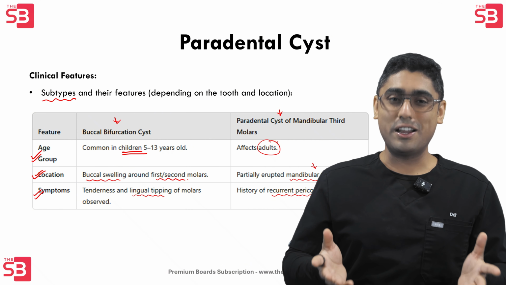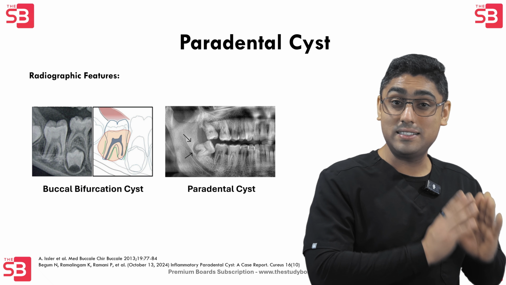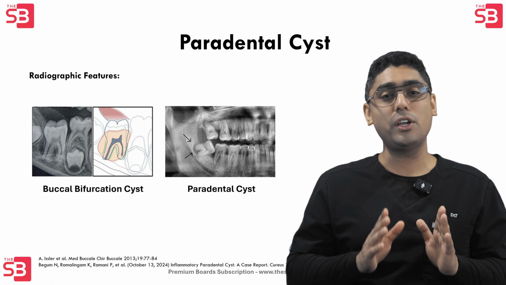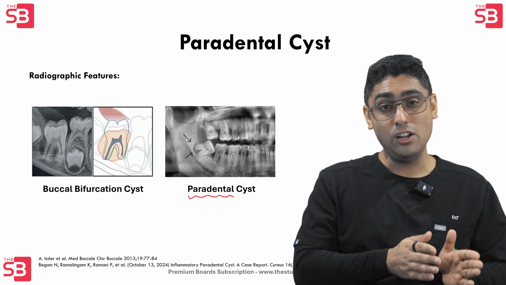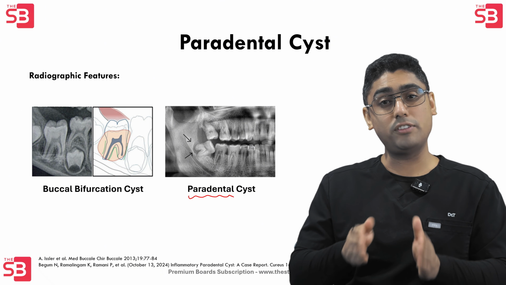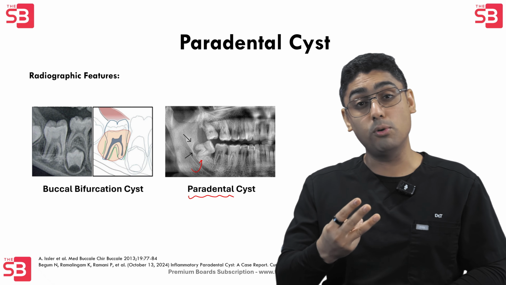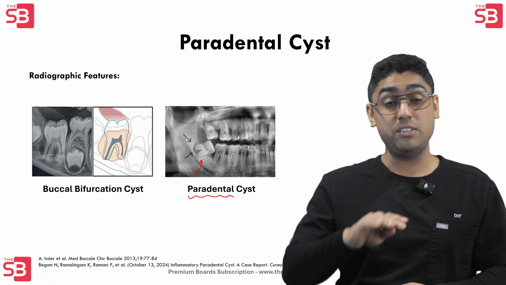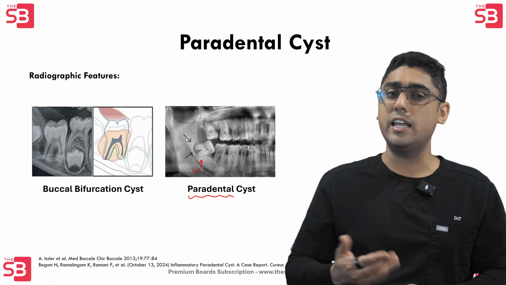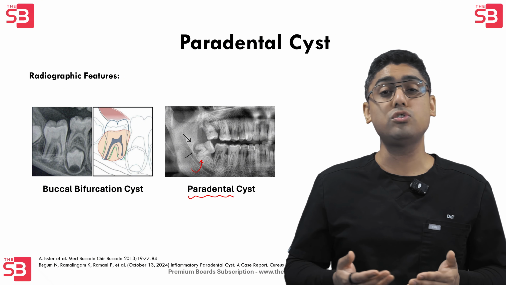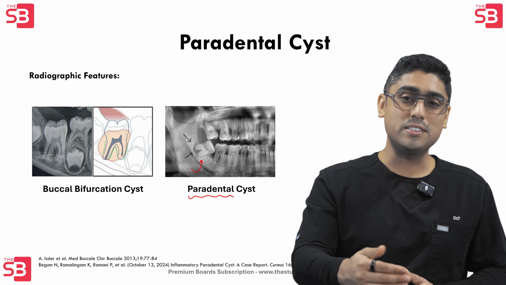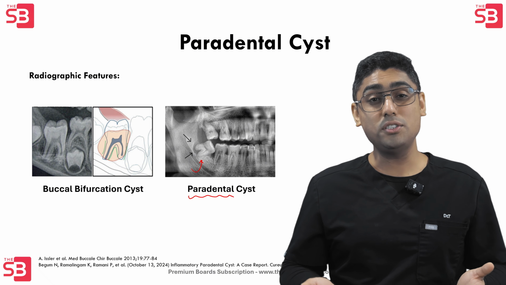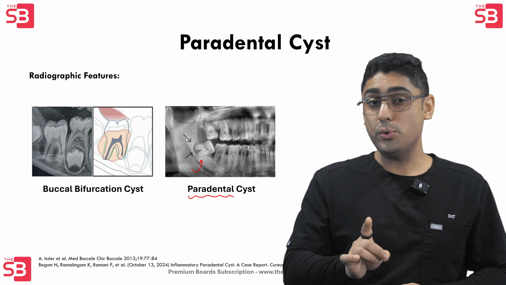Now let's go over some radiographic features of both paradental cyst and the buccal bifurcation cyst. For the paradental cyst, the classic location you're going to see on a radiograph is the distal or distobuccal aspect of the partially erupted mandibular third molar, and it usually appears as a well-defined radiolucency, sometimes even semilunar shaped, or it can get superimposed on the roots of the involved tooth. You might also notice a sclerotic border. Occasionally it can mimic periapical pathologies. So that's something important for you to keep in mind.